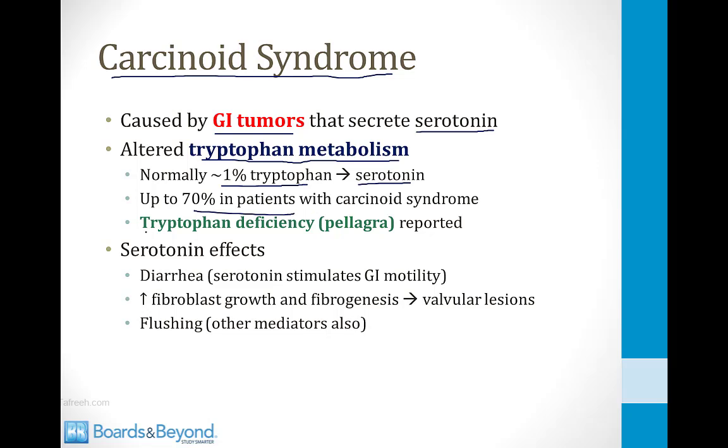And in fact, tryptophan deficiency has been reported among patients who have the carcinoid syndrome. The symptoms of tryptophan deficiency are similar to the symptoms of niacin deficiency. They look like pellagra, and we'll talk about what that is in a few slides.